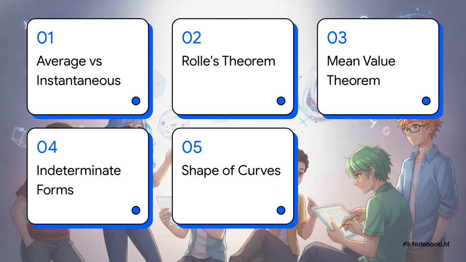We've got 1. Average versus instantaneous change. 2. Rolle's theorem explained. 3. The mean value theorem. 4. Conquering indeterminate forms. And finally, 5. The shape of curves. Let's see how these 5 concepts are really just formal expressions of common sense logic.